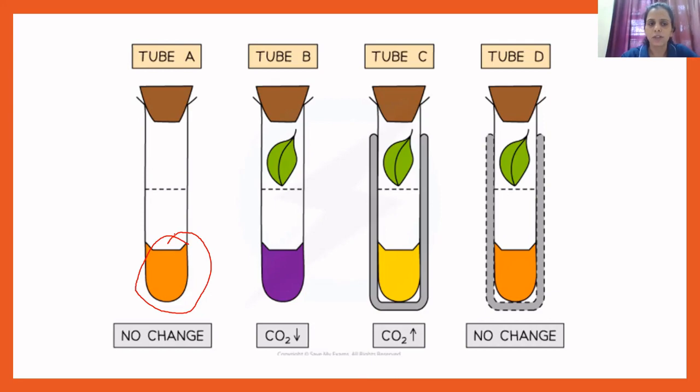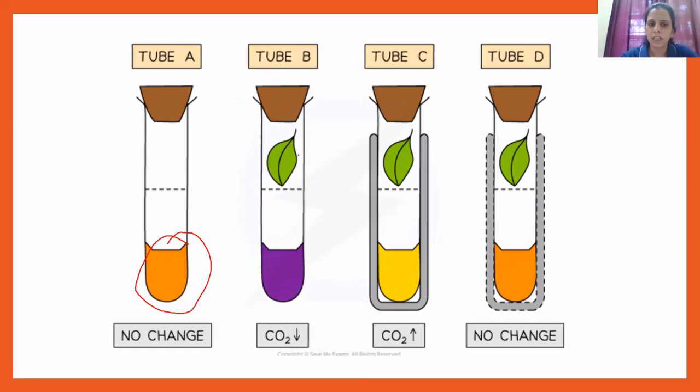Okay, so the color of hydrogen carbonate indicator remained same. In test tube B, it was placed in light. Okay, fresh leaf was present, so this leaf has photosynthesized in the presence of bright sunlight. Leaf has performed photosynthesis.